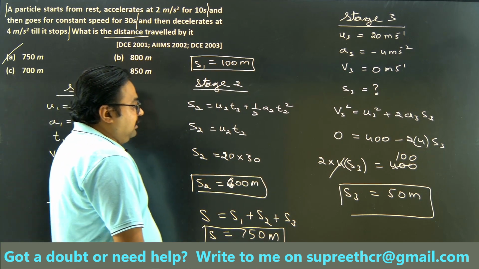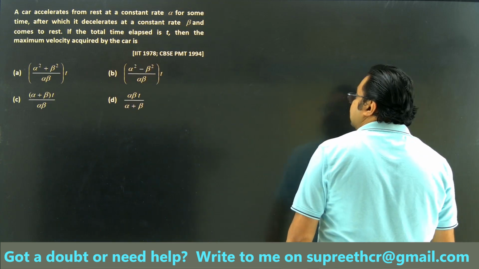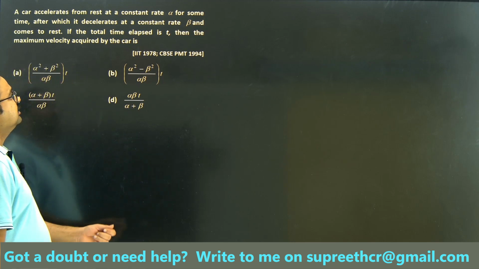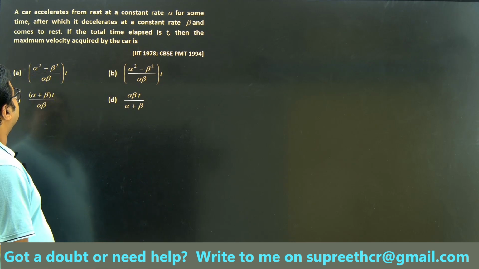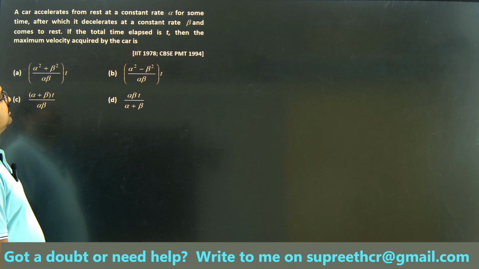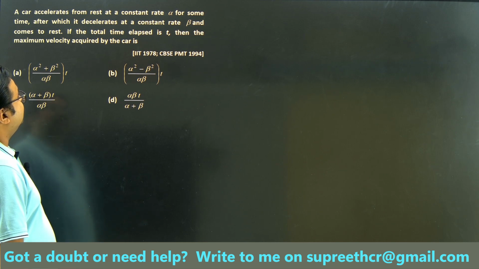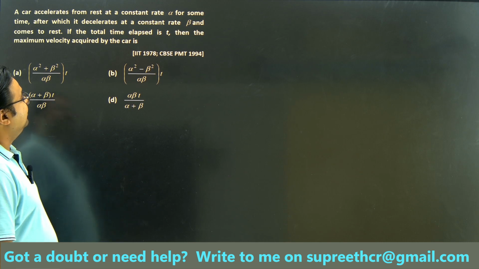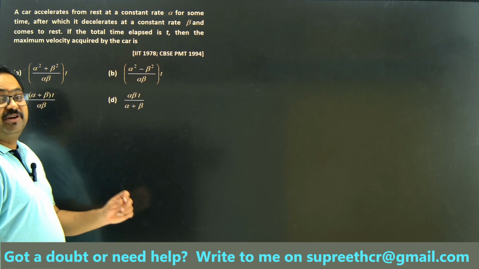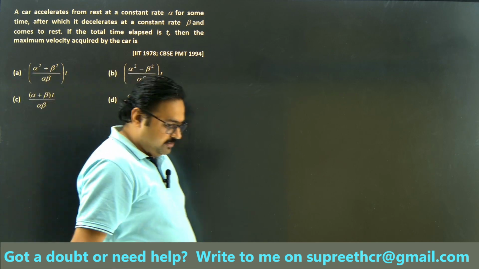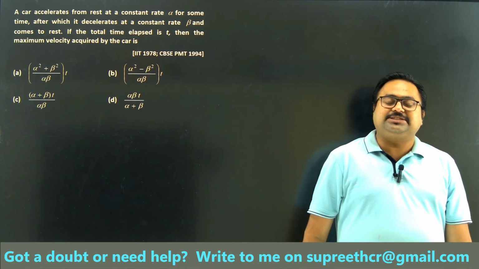Having said that, let's solve the last question in this exercise. A car accelerates from rest at a constant rate alpha for some time, after which it decelerates at a constant rate beta, then comes to rest. If the total time elapsed is t, then the maximum velocity acquired by the car is. This was asked in IIT 1978. Quite a simple question. Let's try to answer it.